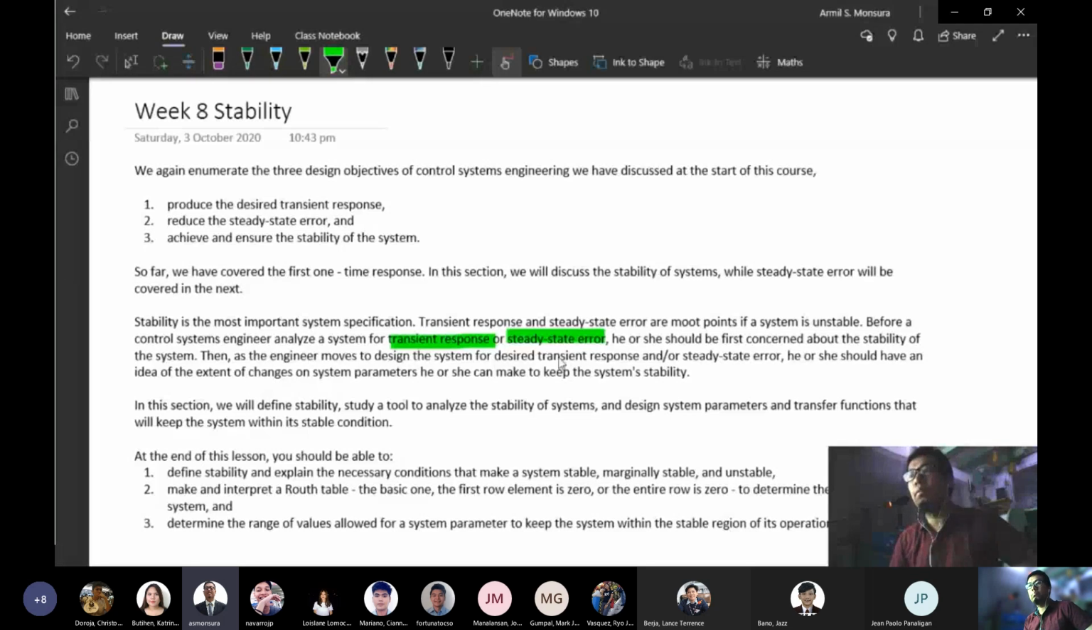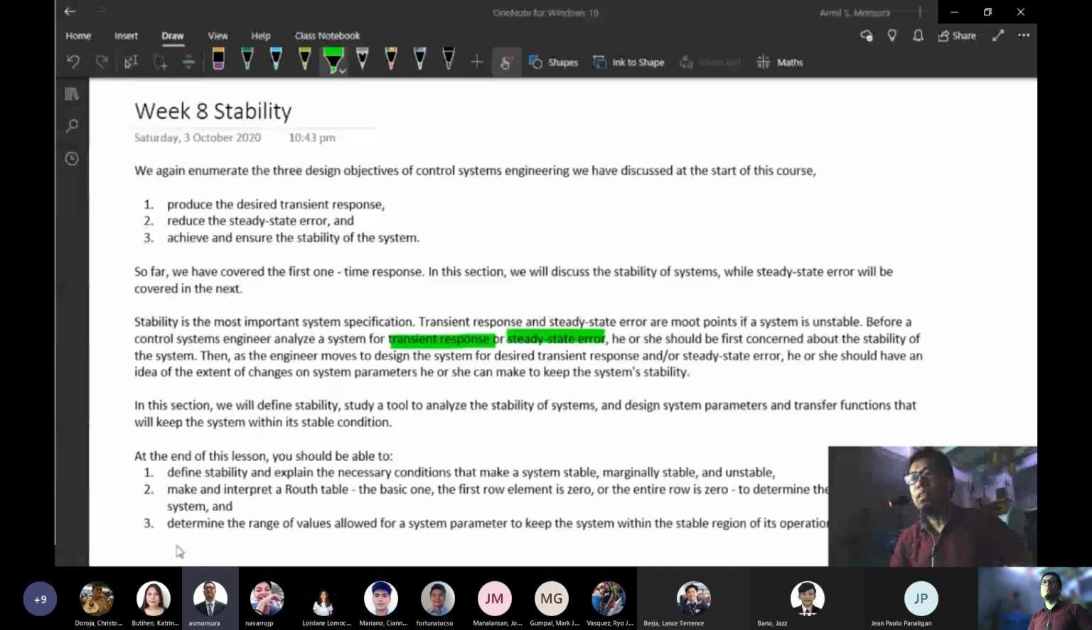Then as the engineer moves to design the system for desired transient response and or steady state error, he or she should have an idea of the extent of the changes on system parameters he or she can make to keep the system stable. So in the analysis part, you first check if the system is stable before analyzing it. In the design part, you ensure that the changes to the system parameters would keep the system in its stable state. Otherwise, you may get the transient response you want, but when you forced the system parameters, it suddenly became unstable, then what you designed is useless.